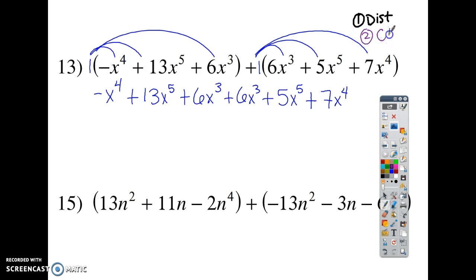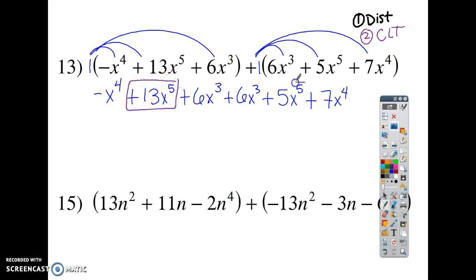and now you can do step 2, which is combine like terms. So let's look at the degrees. I have x to the 4th power, x to the 5th power, x to the 3rd power, x to the 3rd power, x to the 5th power, x to the 4th power. So I'm going to start off with the 5s because that's the biggest.